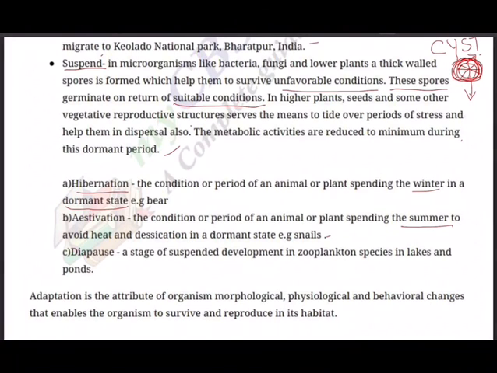But you should not have any sleep. You need to sleep only for 7 hours in the night. The rest of the 24 minus 7, you must study. Okay? And then diapause, a stage of suspended development in zooplankton species in lakes and ponds. So these are the various adaptations that animals undergo to suit themselves, to be successful in the given ecosystem. Let us learn lessons from the environment.